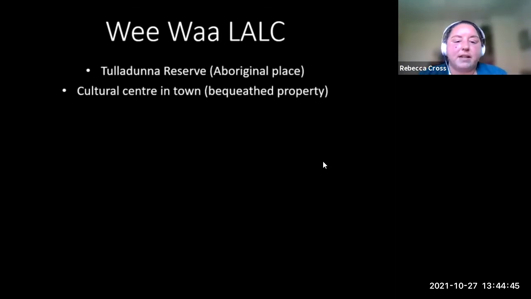Every local Aboriginal land council has expressed a different motivation and a different reason as to why they might be interested in pursuing a native grains enterprise. So Waa Local Aboriginal Land Council, they have some access to land. They have access to an Aboriginal place, Tulladunnah Reserve, which is also a massacre site. And they were bequeathed land in town where, in the last year, they built a cultural centre. So their access to land is quite limited still.